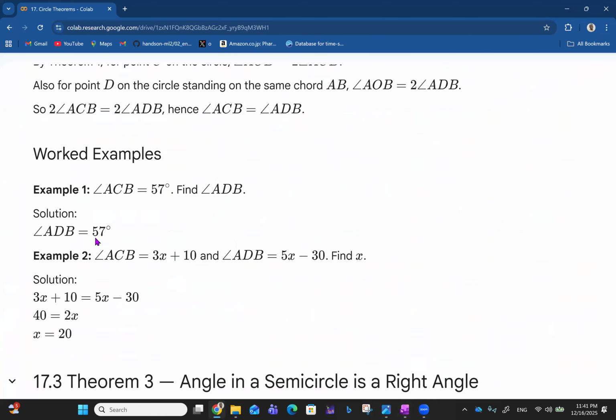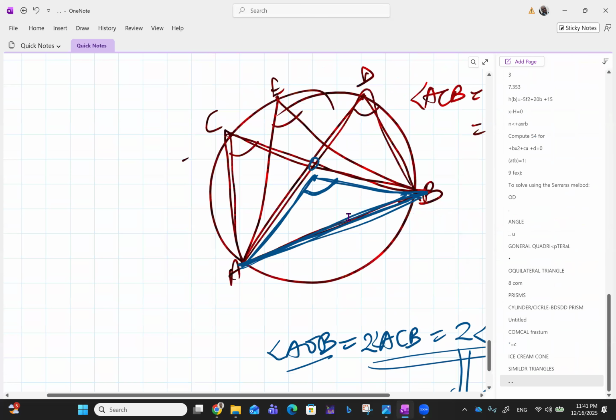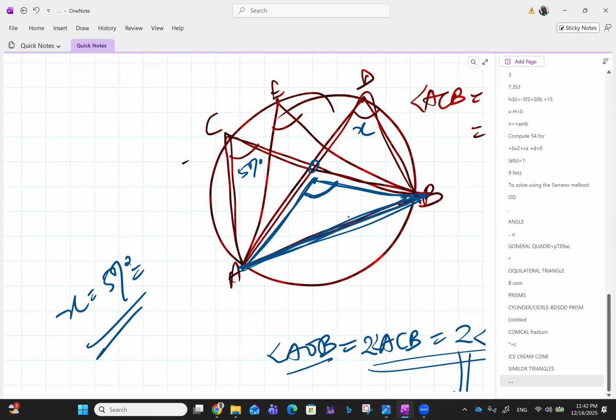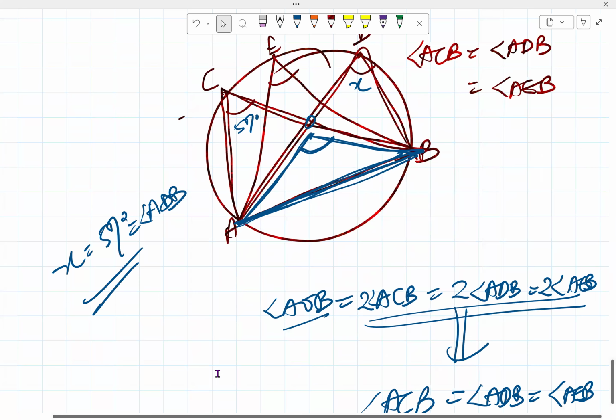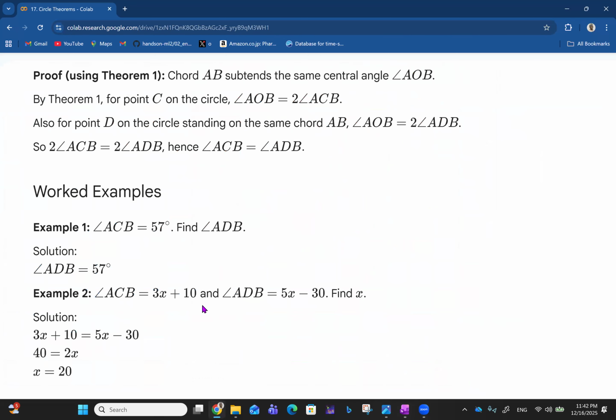If ACB is 57 degrees, find ADB. It's the same thing we have up here. We are saying that ACB is 57 degrees, and we're looking for this. We don't have to look too far: x is equal to 57 degrees, and that is angle ADB, easily, based on what we have established from the statement of the theorem and its proof. So that's just that.